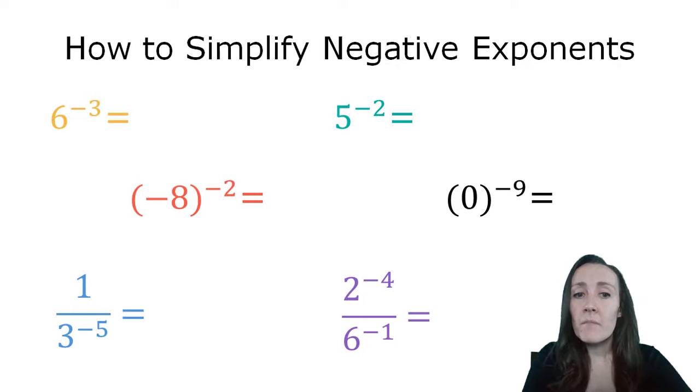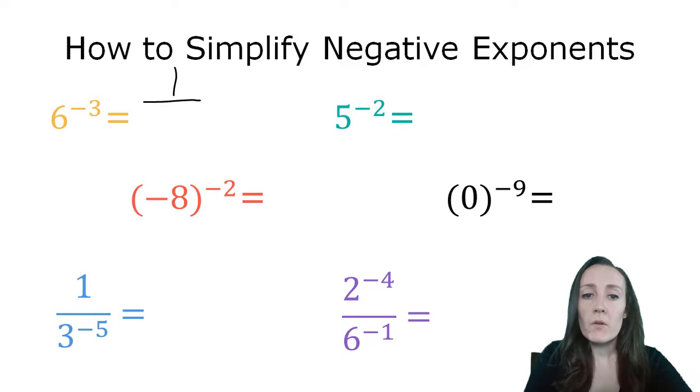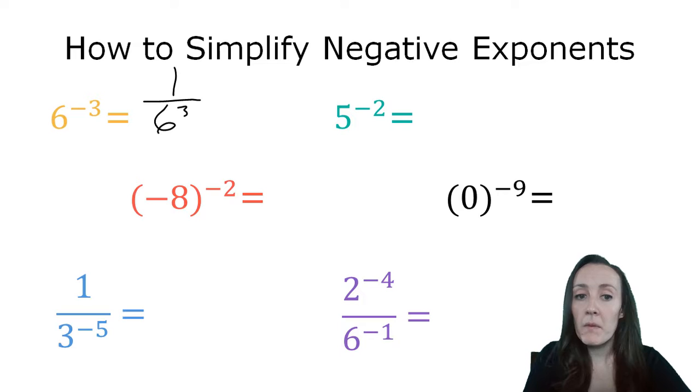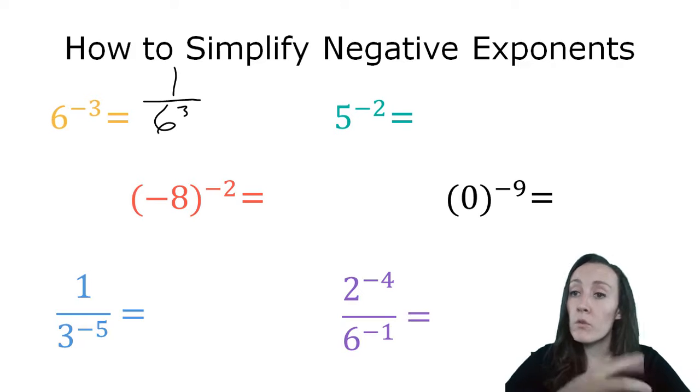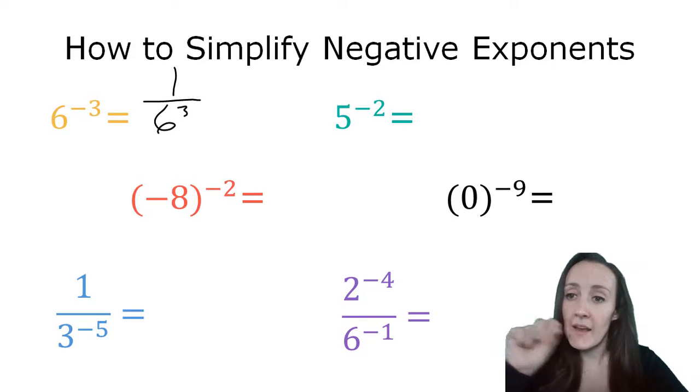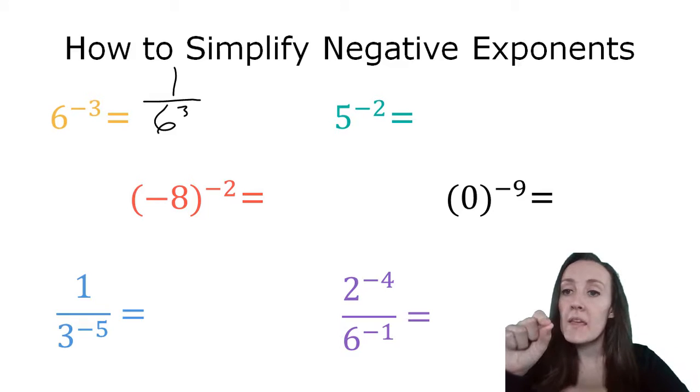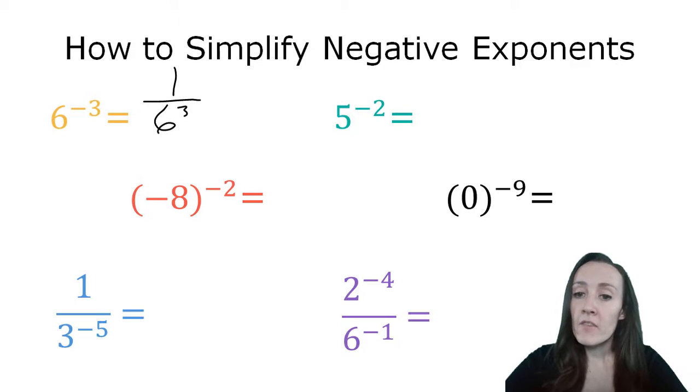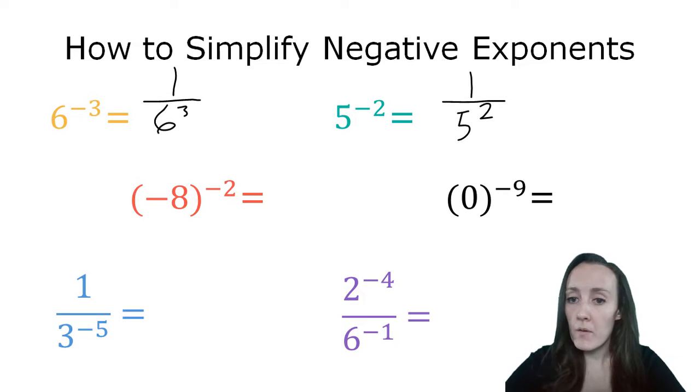Because if you have something like 6 to the negative 3, you basically just make the reciprocal with the positive exponent. So the negative 3 becomes positive when you do the reciprocal of it. It's kind of like the negative sign in the exponent means do the reciprocal of this exponent in the positive form. So if you had 5 to the negative 2, the negative means that you're going to do the reciprocal of 5 to the second power.